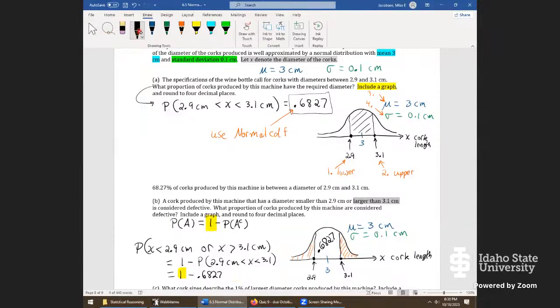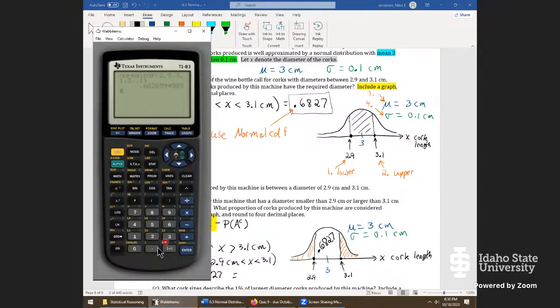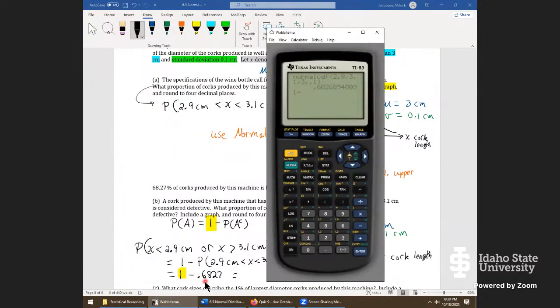So back in our calculator, all we really have to do is go, let me try again. That was already a mistake. 1 minus, well, might help if we look right here where we're about to calculate, 0.6827, and we get 0.3173.